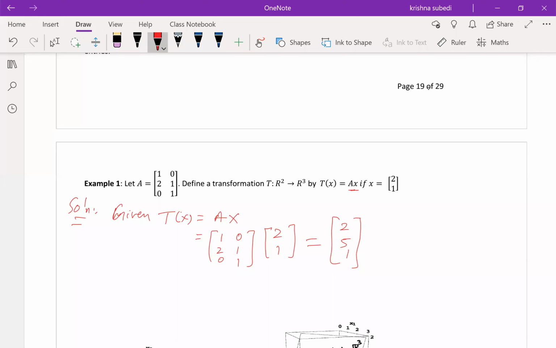Notice what this A does as a transformation. We have a point X in R2. This one is coming from R2, a two-dimensional figure. Two dimension is the domain. Now that matrix multiplication gives us a point in 3D, three dimension, R3. So our domain is 2D and our codomain is R3.